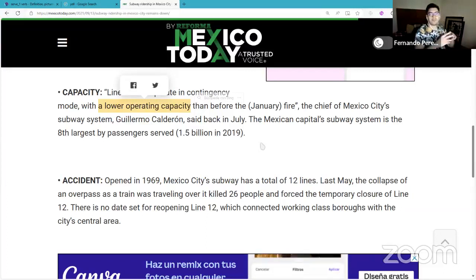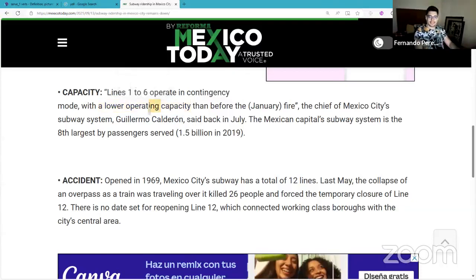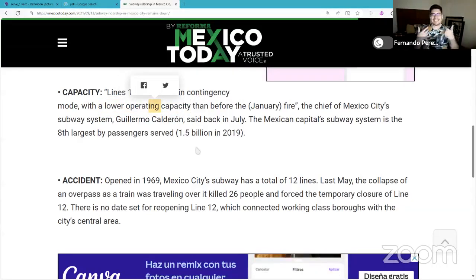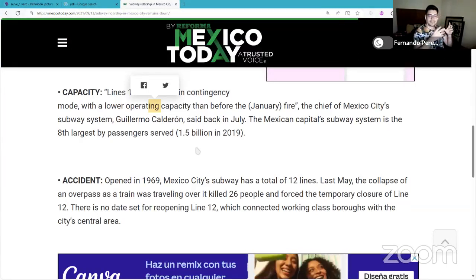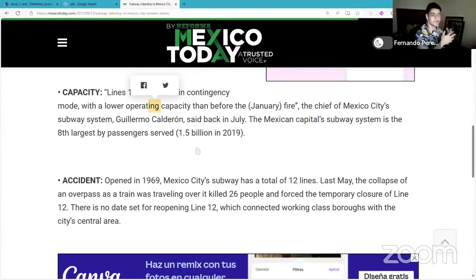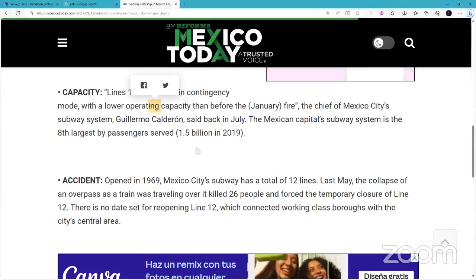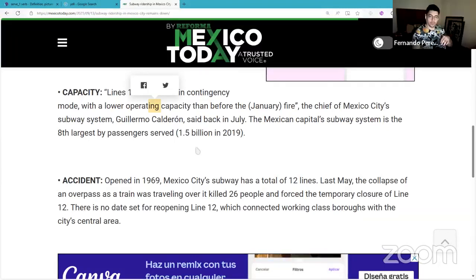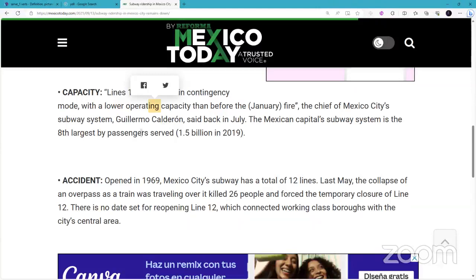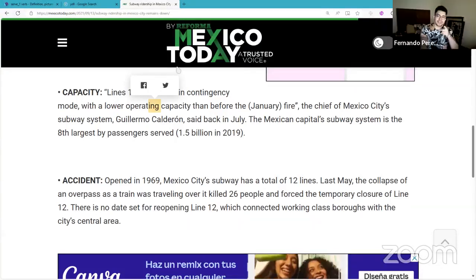A lower operating capacity. The ing in this case is used to describe the type of capacity that we are talking about. The description operating comes from a verb. Who can tell me which verb? Low? Low, incorrect. Yeah, operate? Exactly. The verb is operate.